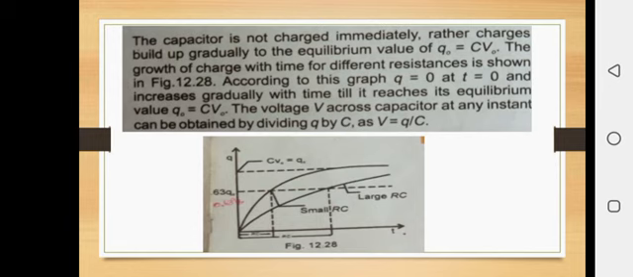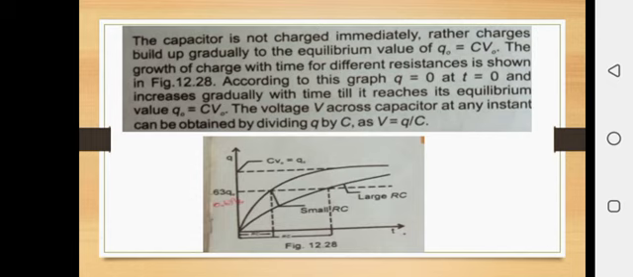And we know the capacitor takes time to become charged, as charging is a time taking process. So the capacitor is not charged immediately. Rather, charge is built up slowly. Charge is built up, accumulating until the equilibrium value, the equilibrium position. Just like here, this is the equilibrium position. So the formula at equilibrium is written as Q naught is equal to CV naught.